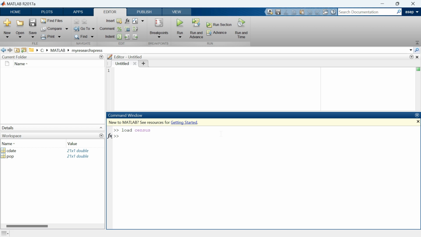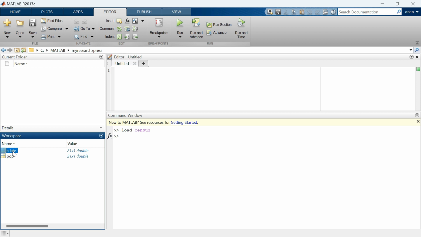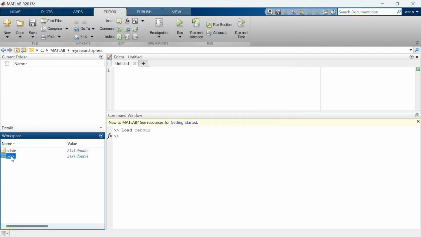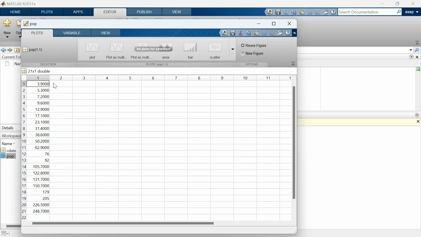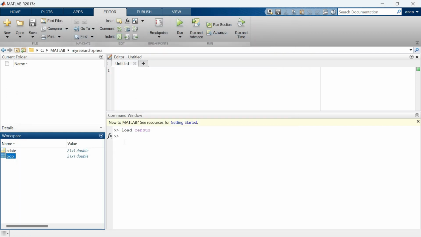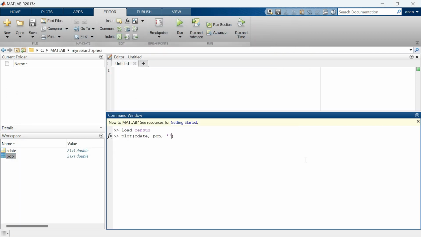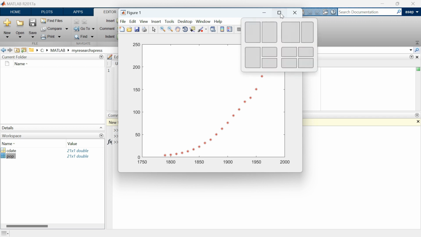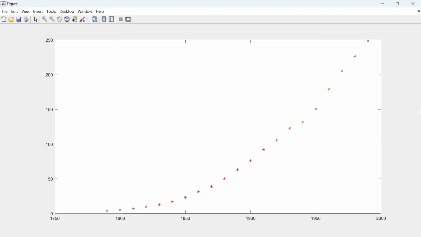Within your workspace, you now have two newly introduced variables, seed_date and pop. The seed_date variable is a column vector consisting of years ranging from 1790 to 1990, incremented by 10. On the other hand, the pop variable is also a column vector, containing the corresponding U.S. population figures for each year specified in seed_date. Let's do the simple plot by typing this. As we can see, this census data does not spread linearly but tends to spread exponentially and even polynomially.